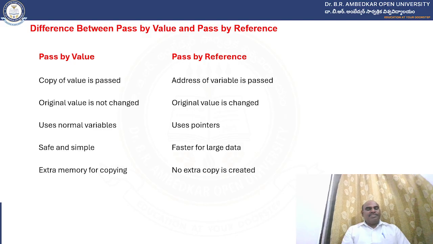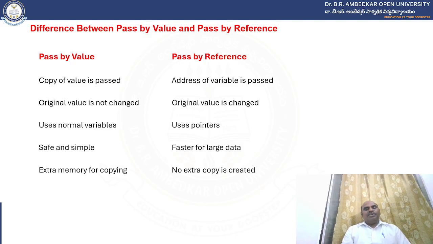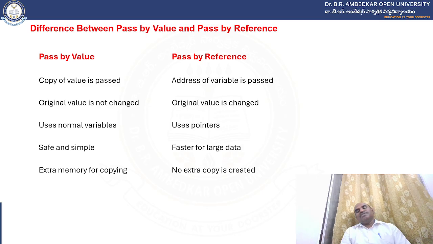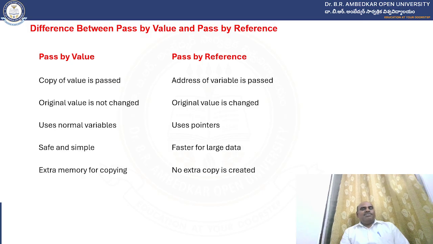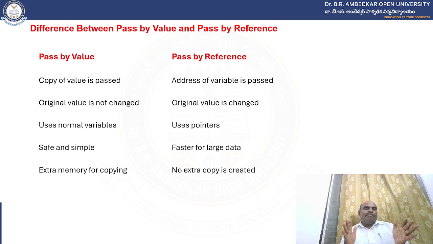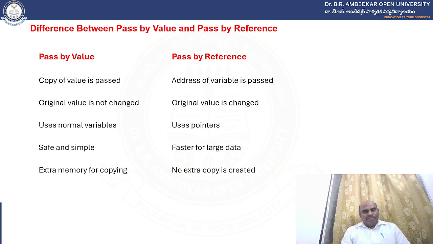Next, the last one is extra memory for copying. In pass by value, it will take extra memory. But in reference, whatever address is there, that address we are passing, so extra memory is not used. That's why no extra memory is created for pass by reference. Whatever address is assigned for the variable, that address only we are passing. But in pass by value, extra memory is used for copying. So these are the basic differences between pass by value and pass by reference.